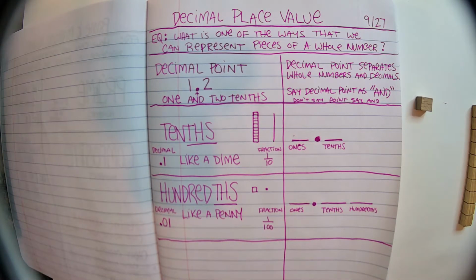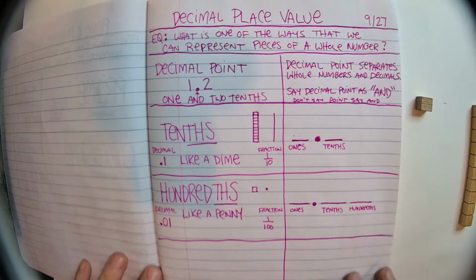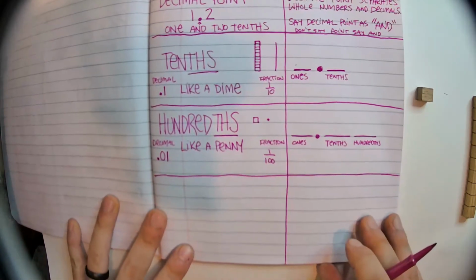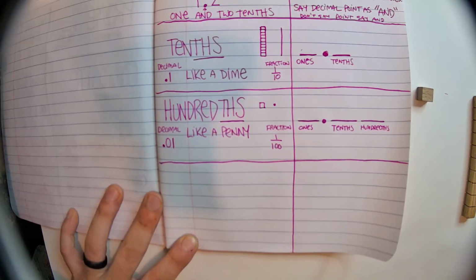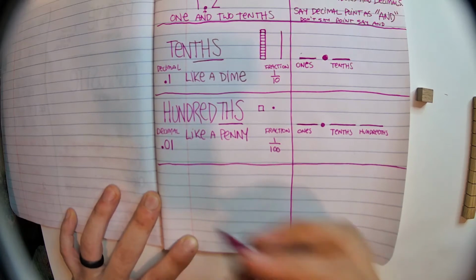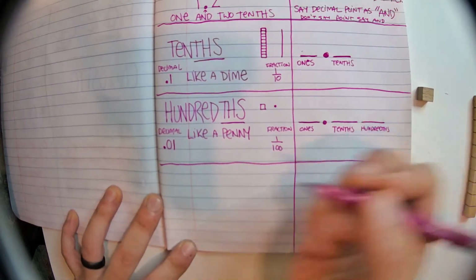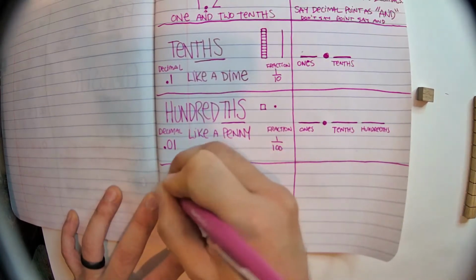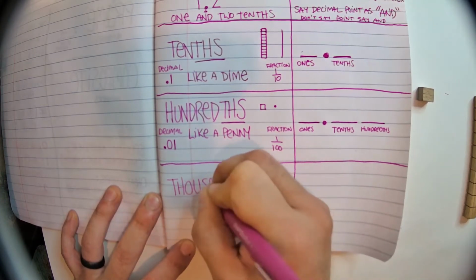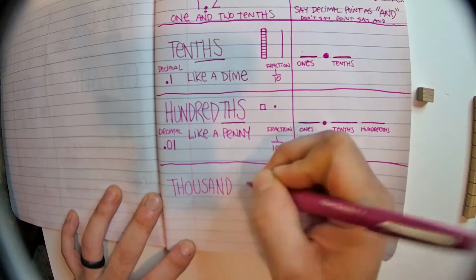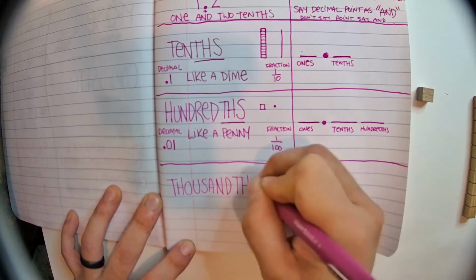Now, let's take a look at our last decimal place that we're responsible for in 5th grade. All right, so you are responsible for tenths, you are definitely responsible for hundredths, and now you are also responsible for, in 5th grade, thousandths. And you spell that just like thousand, and then remember the snake sound.